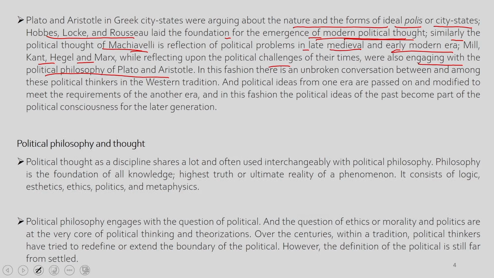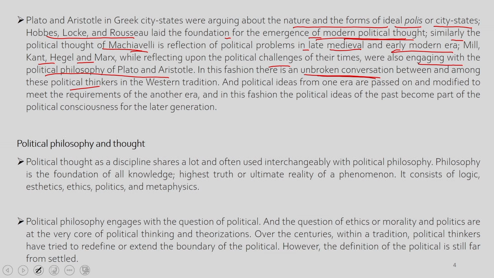So, in this fashion there is an unbroken conversation between and among these political thinkers, and political ideas from one era are passed on and modified to meet the requirements of another era, and in this fashion the political ideas of the past become part of the political consciousness of the later generation.